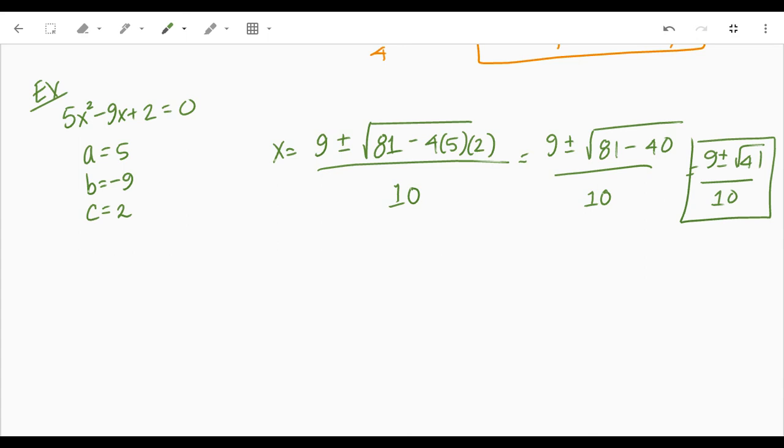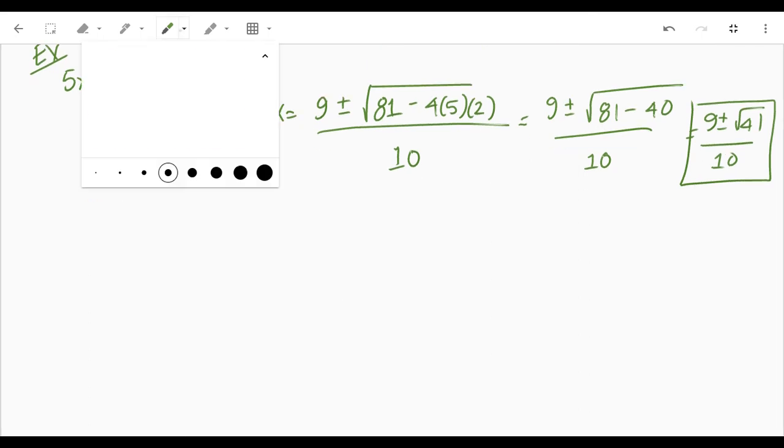Okay, moving on to the next one. We are going to do solving the quadratic equation when we have complex roots.